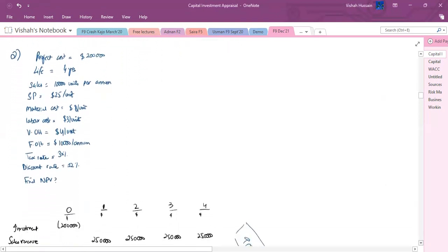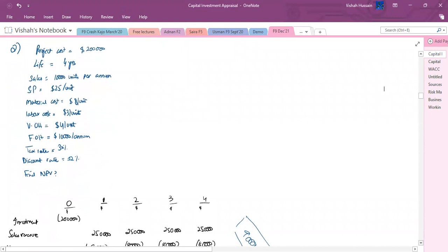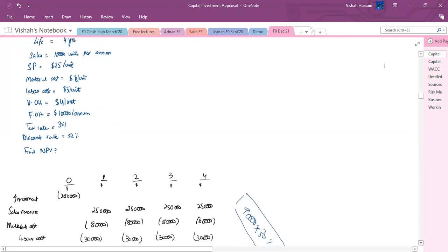Here's a longer question. Project cost is $200,000. Life is 4 years. Sales are 10,000 units per annum. Selling price is $25 per unit. Material cost is $8 per unit. Labor cost is $3 per unit. Variable overheads are $4 per unit. Fixed overheads are $10,000 per annum. Tax rate is 30% and discount rate is 12%. You need to find NPV.